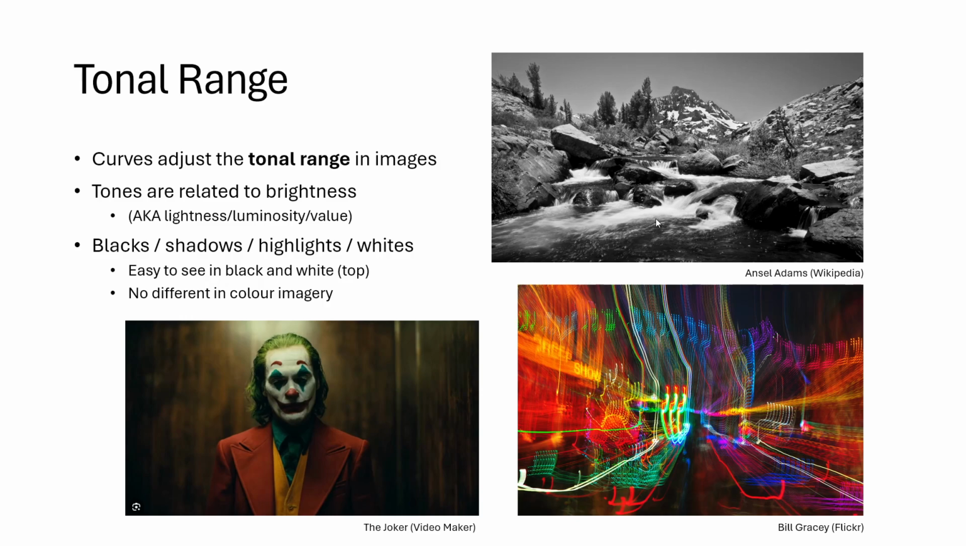Now, even though it's clear to see here, it's no different in color images where we have lightness and darkness, but we also have chroma differences, or blue and red and green evident here. So the Joker image would be a low-key image, so we can see that the tonal range is down around the blacks, the shadows and the highlights, but there's nothing very bright in there to indicate a very wide tonal range. So we're going to be looking at curves as a way of changing and manipulating the tonal ranges in black and white and color.